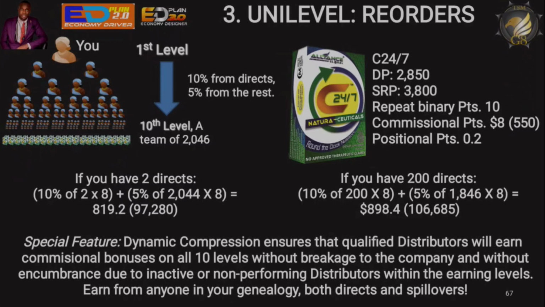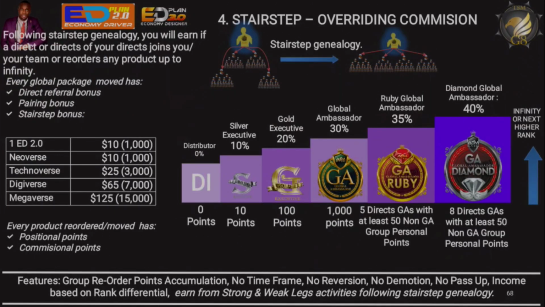If you have a bigger team, you can see here you're able to increase more income. If you have more directs, you earn more income. If you have few directs, people who joined directly under you, you make a little bit less, okay? And then you have a special feature called dynamic compression. I've talked about it in another video that explains all these things in detail, so I'm just going to brush through.